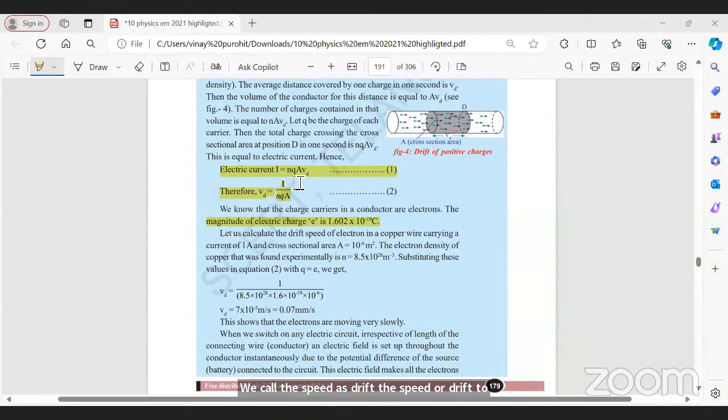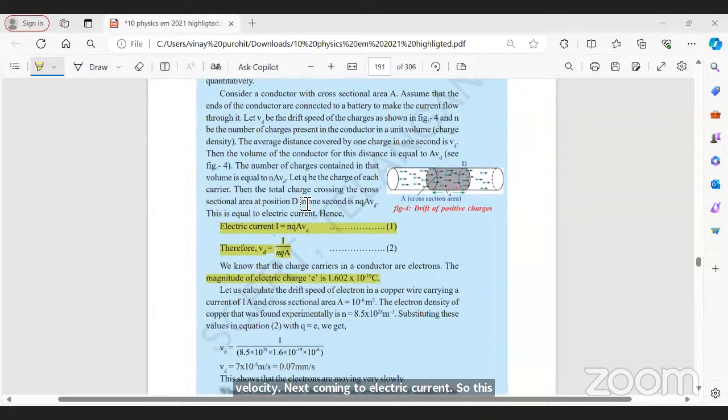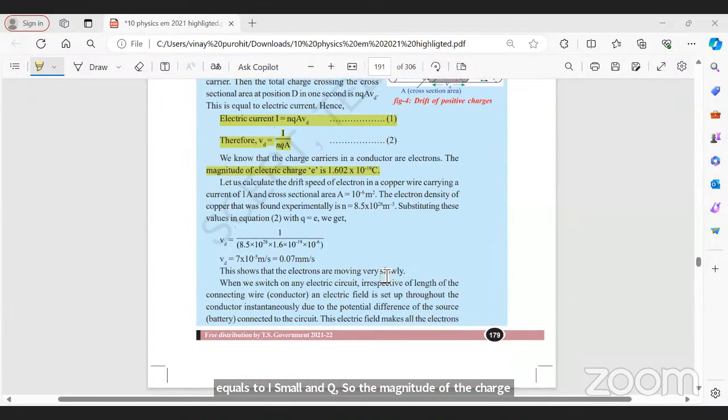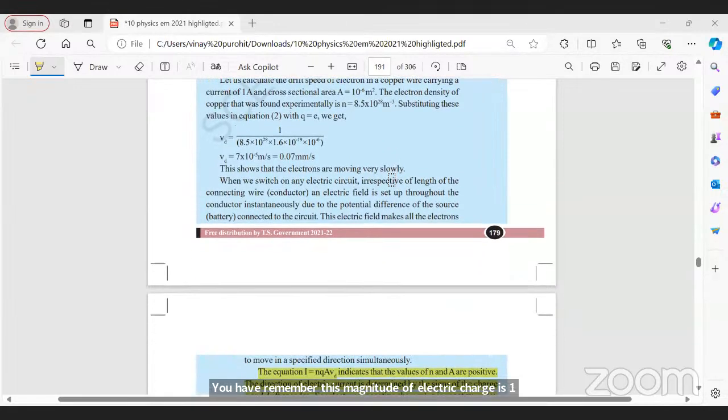Next, coming to electric current. This drift speed or drift velocity is given as Vd is equal to I by nqA. The magnitude of the charge is 1.602 × 10^-19 coulomb. You have to remember this magnitude of electric charge, e, which is 1.602 × 10^-19 coulombs.